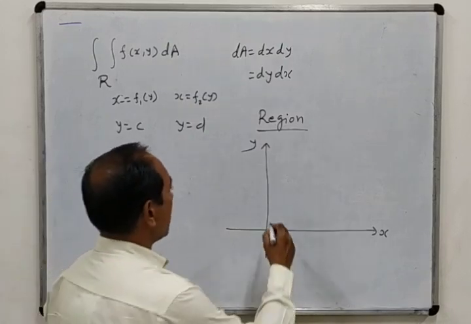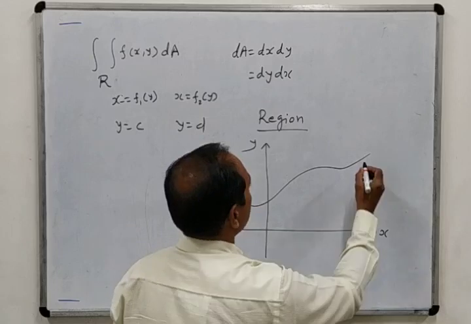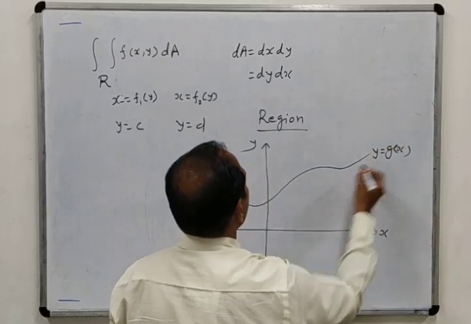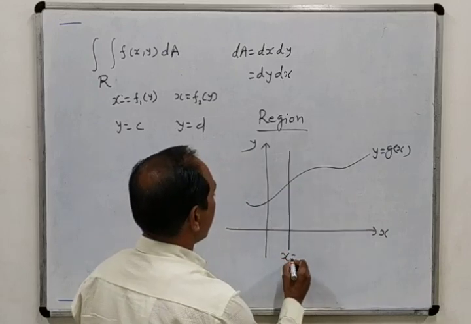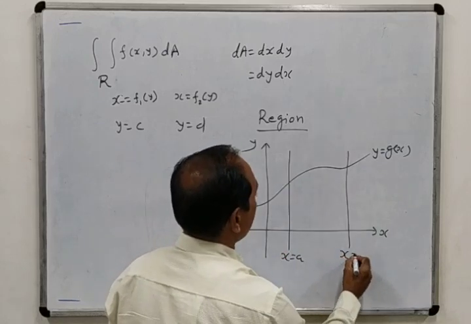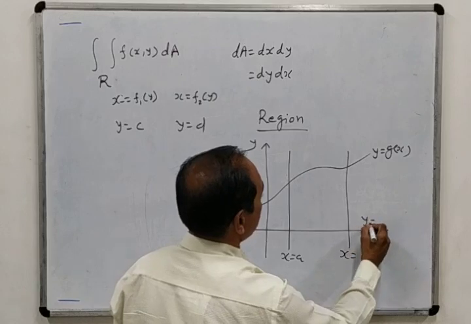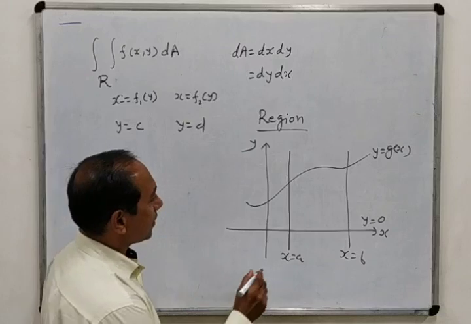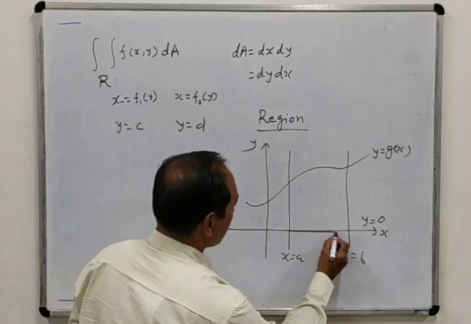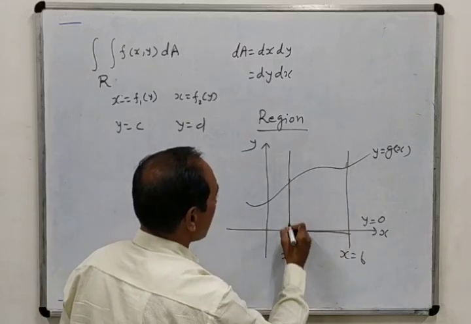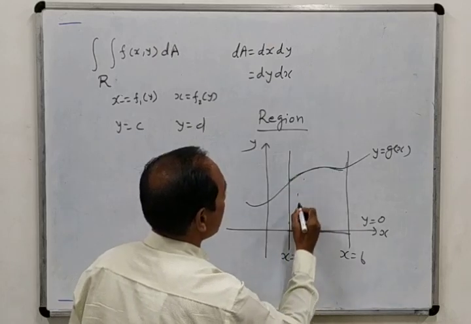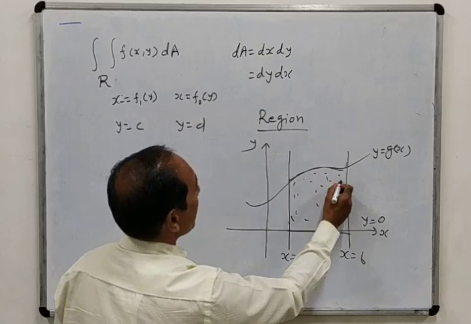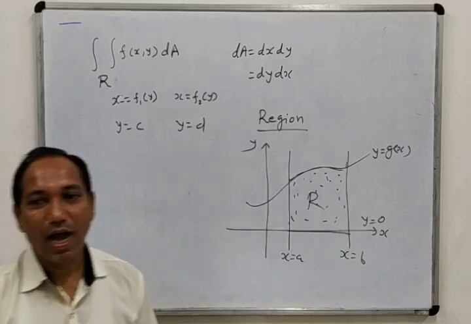Suppose one curve is given like this, y equal to g(x). Suppose we are given another curve, the line x equal to a, the line x equal to b, and also the x-axis. The x-axis has the equation y equal to 0, you must be knowing. So the region must be bounded. One boundary is this one, second boundary is this one, third boundary is this one, fourth boundary is this one. So the region we are considering is this part. This is the region R.